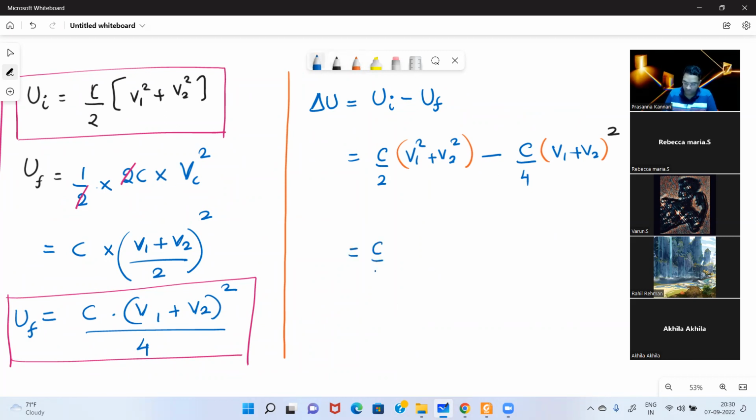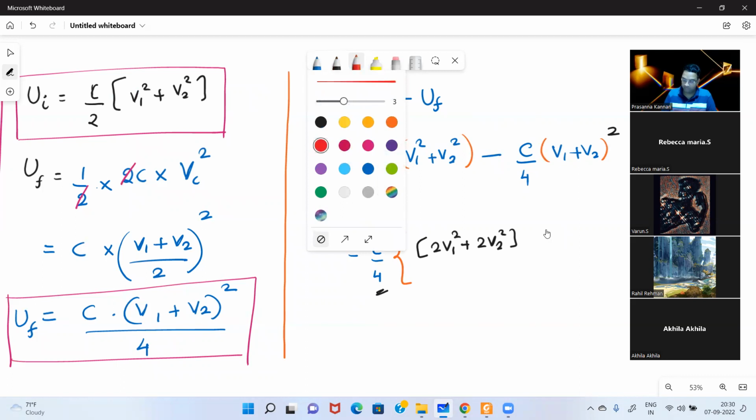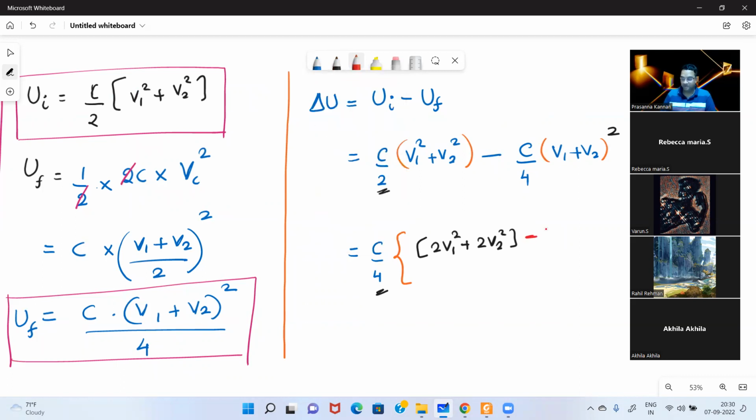We can in fact take C by 4 outside. So what will this be? Because instead of taking 2, I have taken 4, so I should multiply by 2 in the numerator. So it will not be V1 square plus V2 square, but 2V1 square plus 2V2 square, minus, here C by 4 I have taken out, so what is it? V1 plus V2 the whole square.